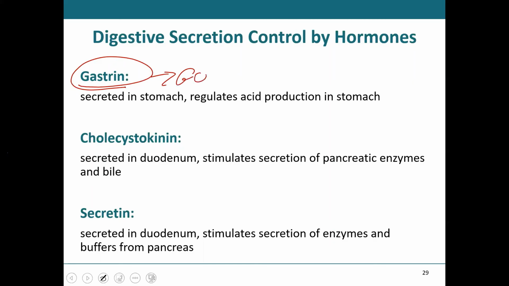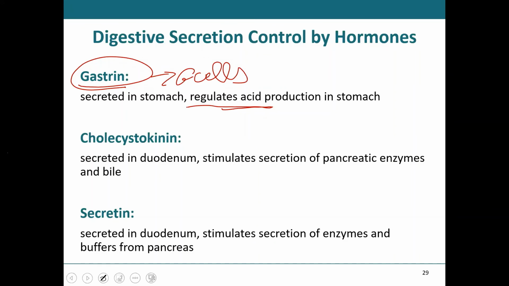So your G cells were secreting gastrin. What does gastrin do? It is going to regulate the acid production in the stomach, meaning if I have a high-fat meal that requires more acid, or high protein, I need more acid to break it down. Gastrin is released by those cells in the stomach and those gastric pits, and then my stomach decides it needs more acid, so it adds more acid.